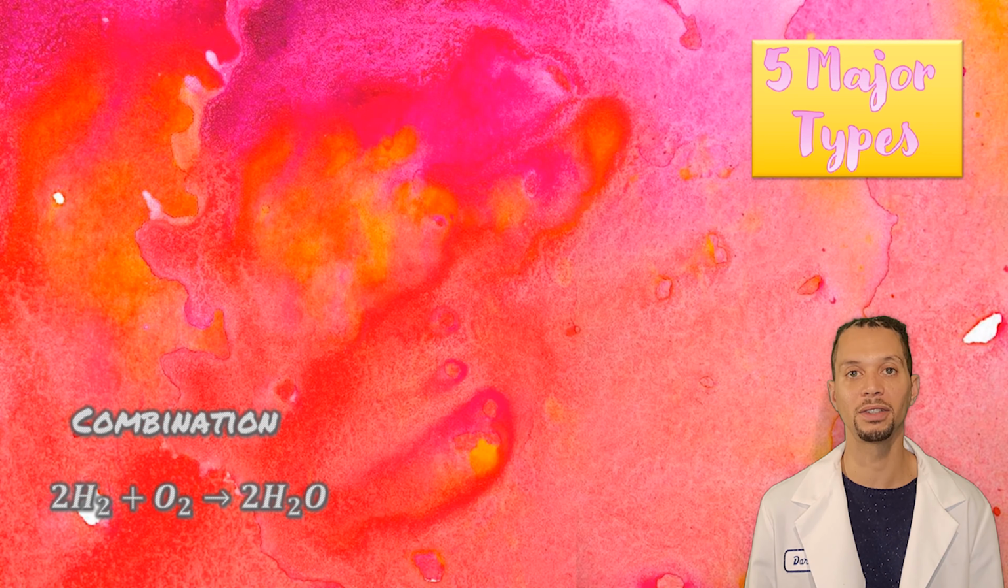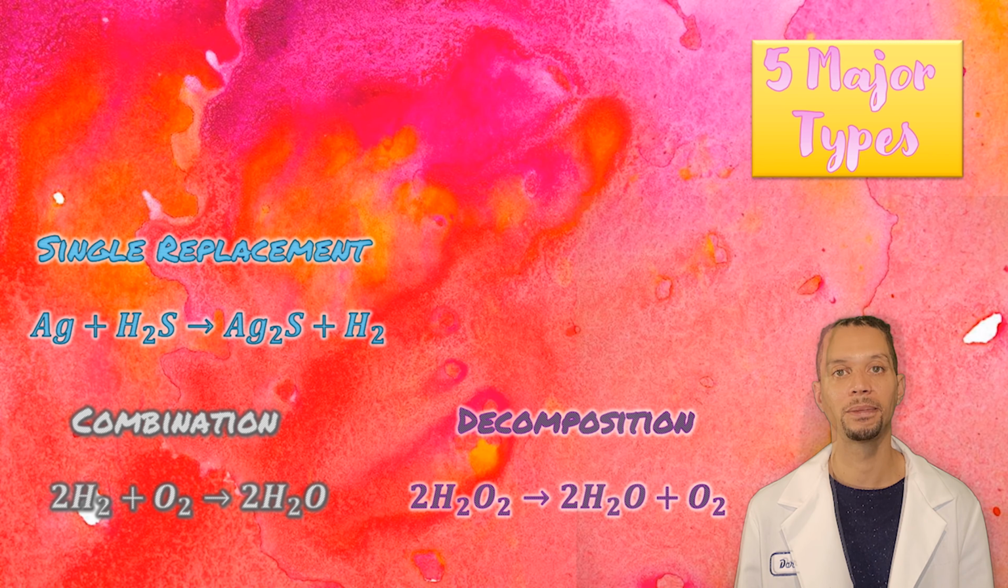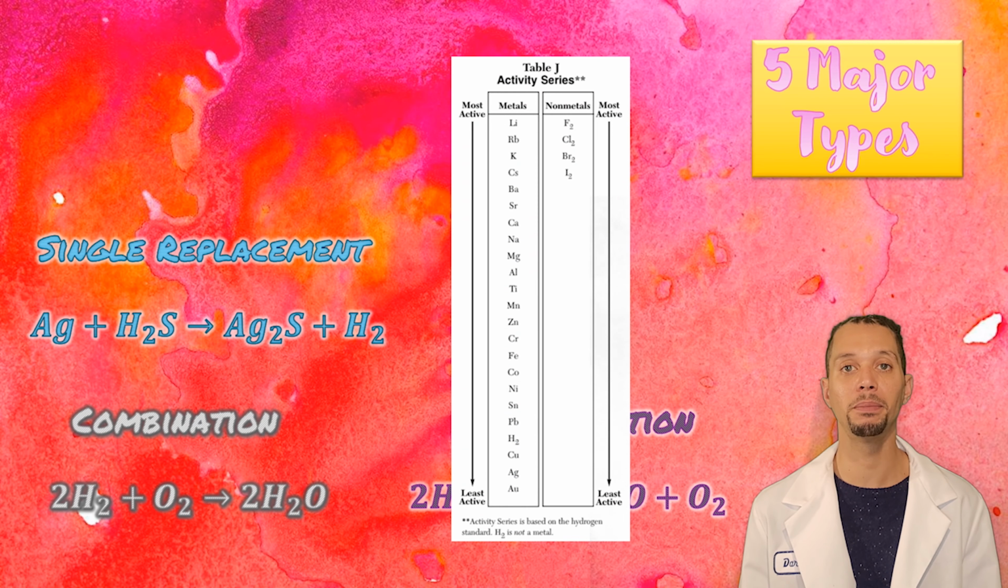Single replacement reactions occur when an element replaces a similar element in a compound, like how we see in this example where the silver element replaces the hydrogen atoms in the compound dihydrogen sulfide, producing silver sulfide and hydrogen gas. In this type of reaction, the element must be similar to the one that it replaces. But for the reaction to even occur, the element must also be more reactive than the one it replaces. And we can determine how reactive an element is by looking at an activity table like this one right here.